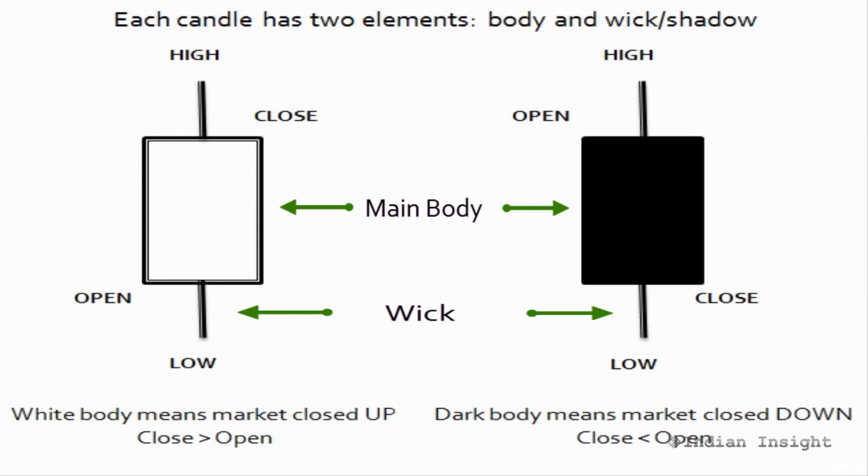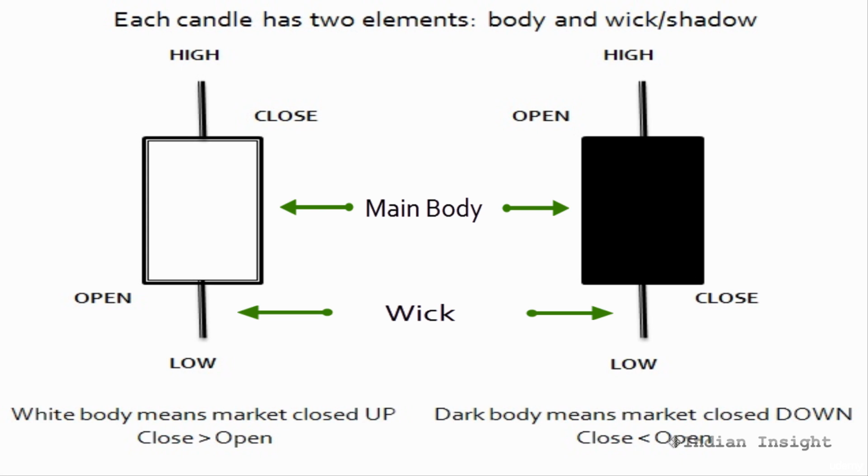The main body uses a color combination like white and black, where a white body means that the closing price was greater than the opening price, meaning that there was overall buying during the day. On the other hand, a black body means that the closing price is less than the opening price, meaning there was selling during the day.